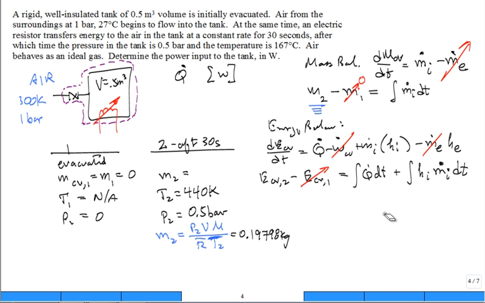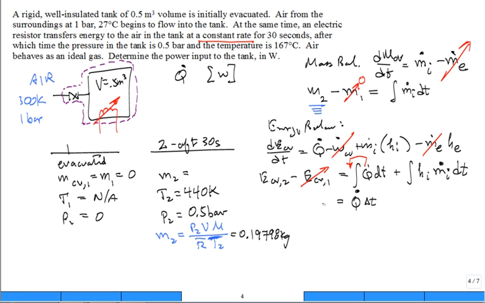I look at the problem and it says, at the same time, an electric resistor transfers energy to the air in the tank at a constant rate. So can the Q dot come outside the integral? Constant rate. So basically this is the rate at which the heater is transferring energy inside times the time at which it's run, 30 seconds. It's run for 30 seconds. And we're looking to solve for Q dot in units of watts. And there it is. True?